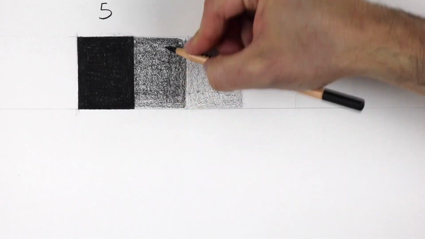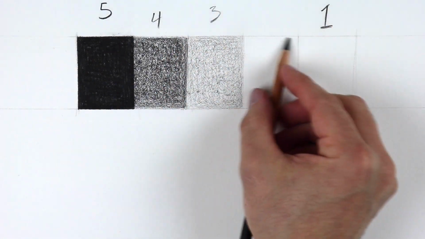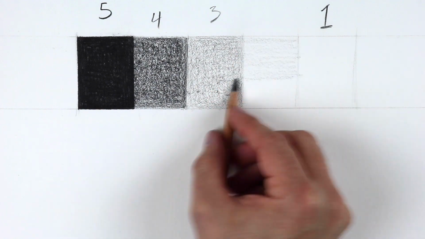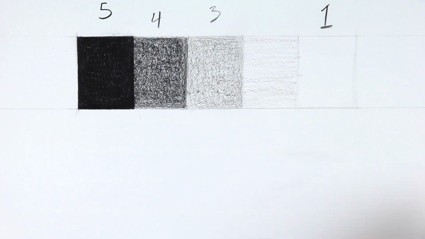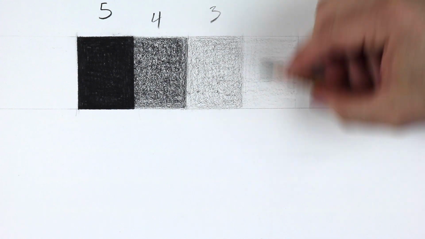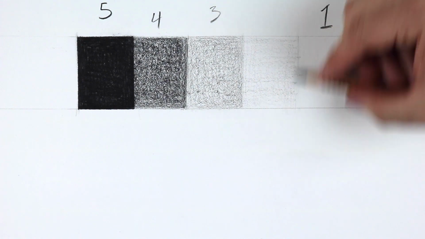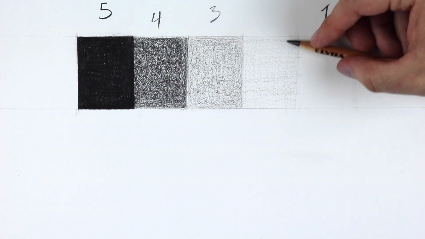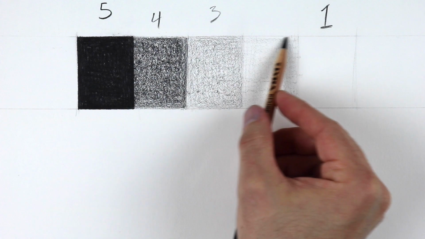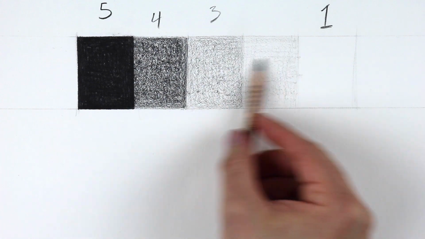Next, I'll move on to the number 2 value. All it needs is a light, even wash of value. When you're making your own value scale, I want you to pay attention to what it feels like to make each value. Pay particular attention to how much pressure you're using when making each different value. Now that we've made our first attempt at all 5 values, you can see the value scale starting to come together. Now it's time for refinement.